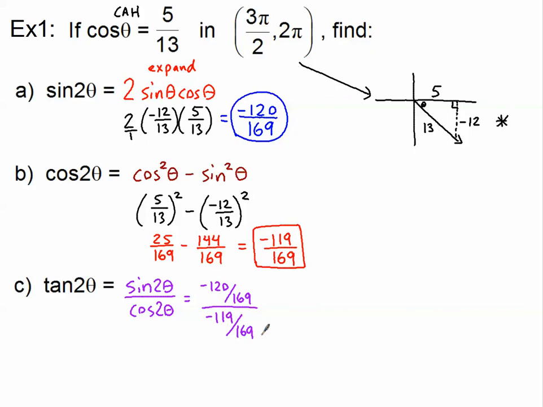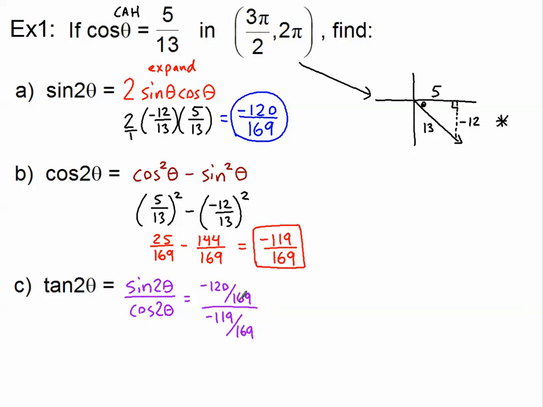This is going to be a whole lot faster. In fact, even if I didn't have to find sine of 2 theta and cosine of 2 theta, if this were the only problem, honestly, I think that doing this work to find this number and this work to find this number and then dividing them is still faster than using the tangent identity.